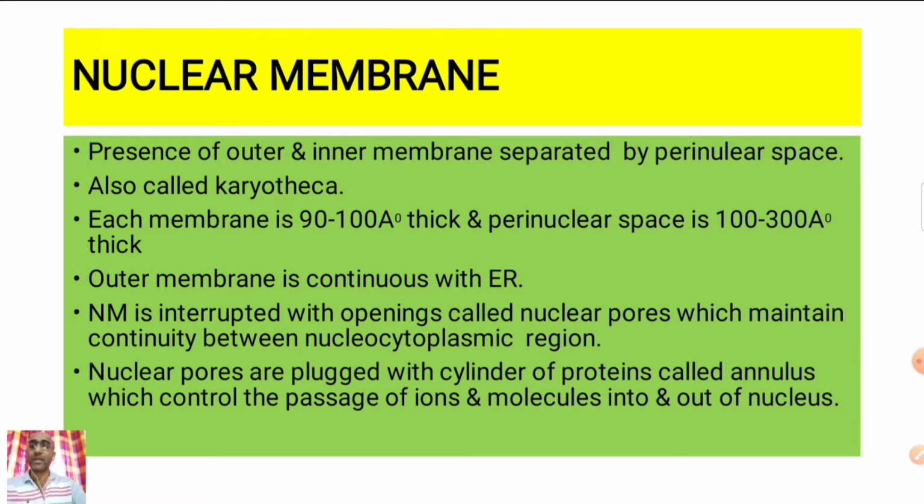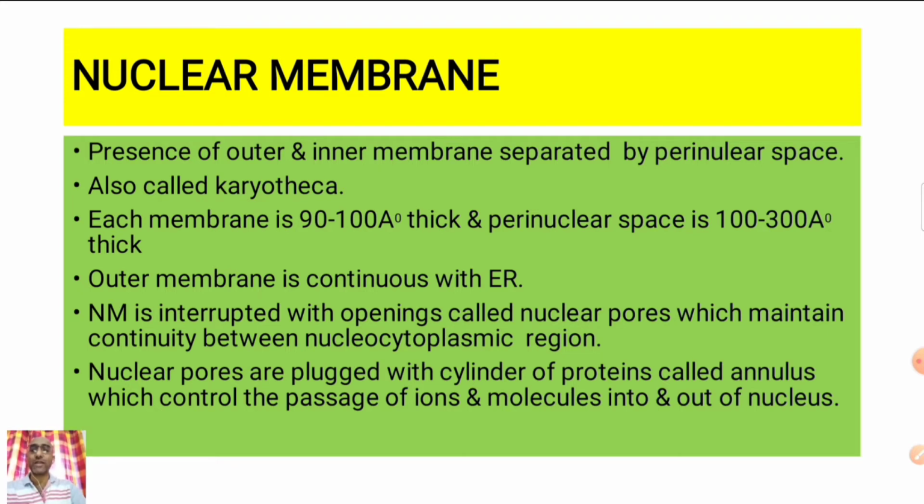These nuclear pores are plugged with cylindrical proteins called annulus. Nuclear pores do not remain open every time; rather they are plugged with cylindrical proteins called annulus. These annulus control the passage of ions and molecules into and out of the nucleus. Got it? So this is what the nuclear membrane is.